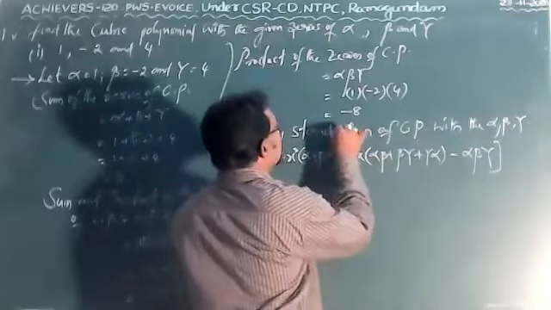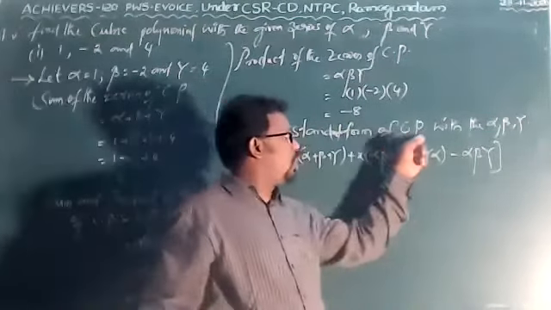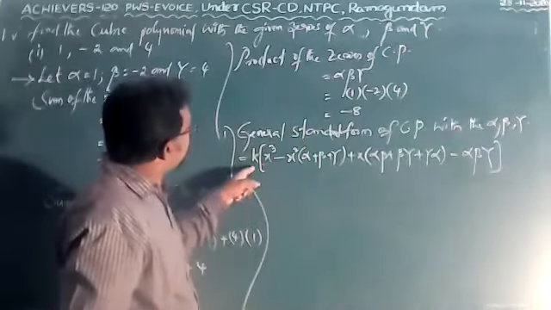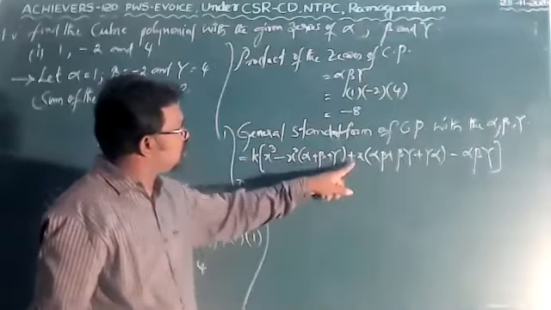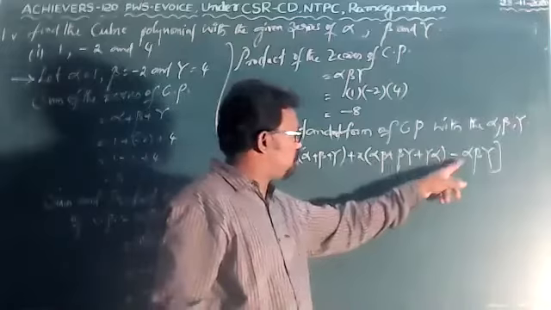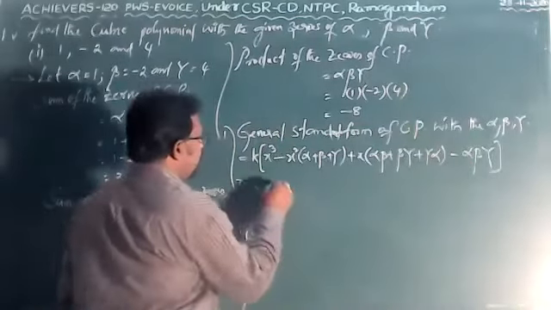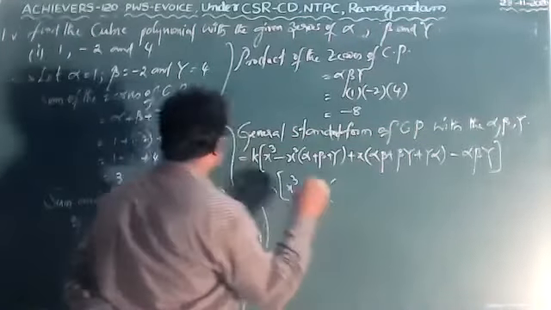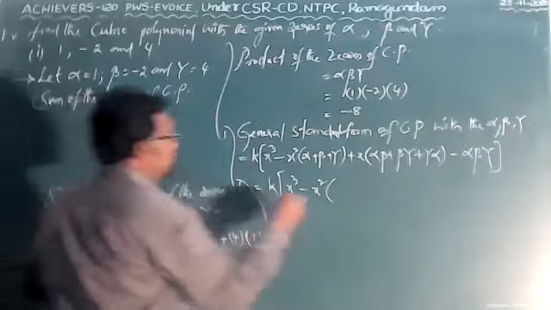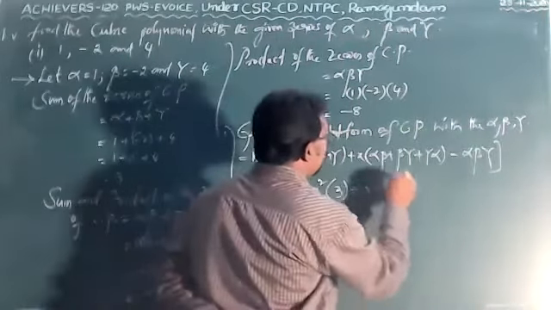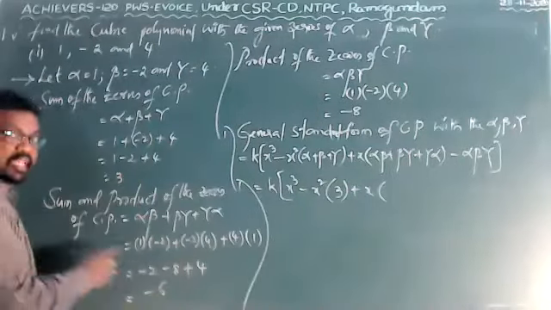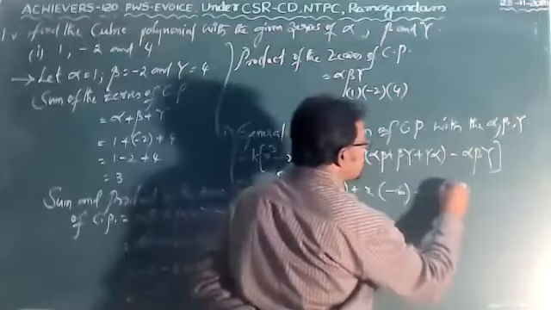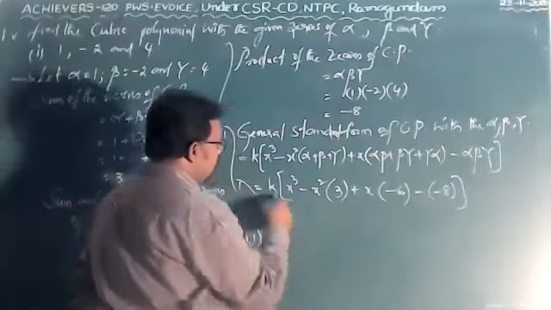General standard form of a cubic polynomial with the zeros alpha, beta, gamma. This is the formula: k into x cube minus x square into sum of the zeros, plus x into sum and product of the zeros, minus product of the zeros. Substitute the values here. What is the sum of the zeros? 3. Plus x into the sum and product of the zeros, minus 6, minus the product of the zeros, minus 8. Just multiplication.